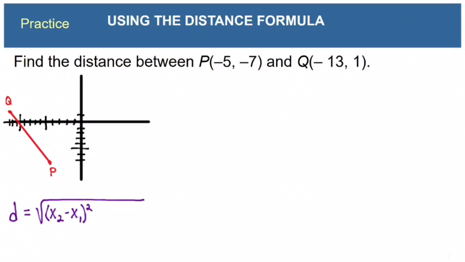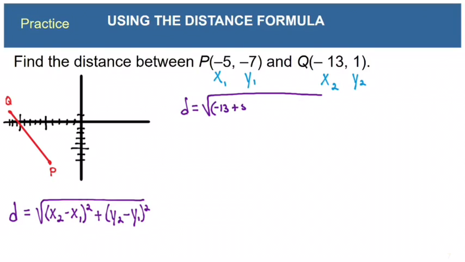Let's remember what our formula looks like. x2 minus x1 squared plus y2 minus y1 squared, all under the radical. And let's label our 2 points. This is x1, y1, and this is x2, y2. And now we will plug into our formula. So the x2 minus x1 is going to be -13 minus -5. Of course, minus negative makes plus, so I'm writing -13 plus 5. And that's going to be squared.